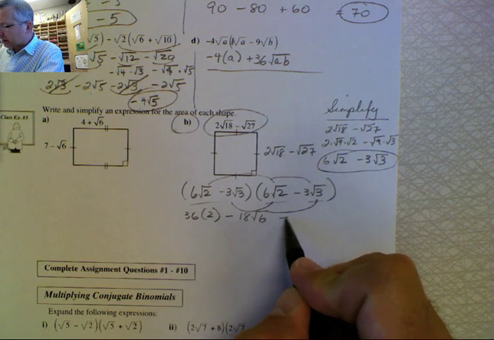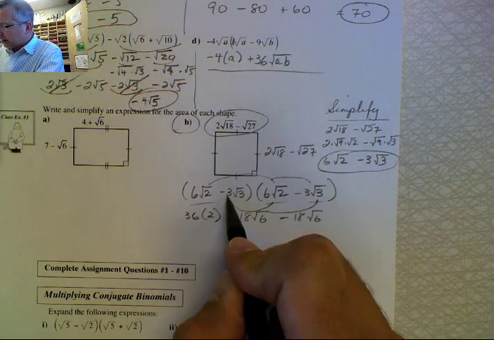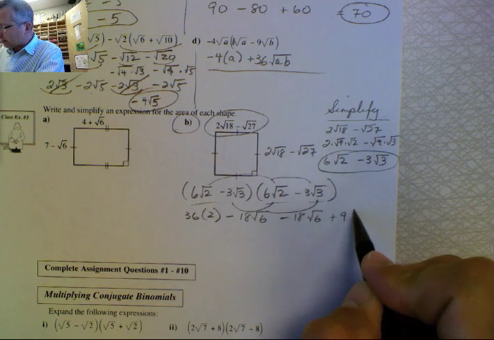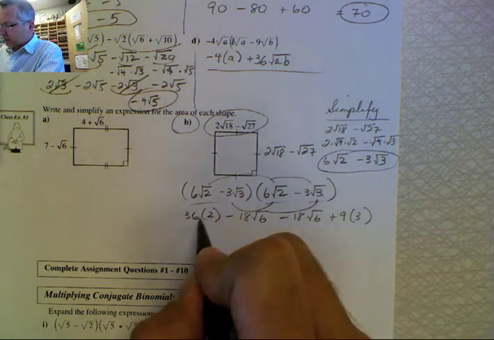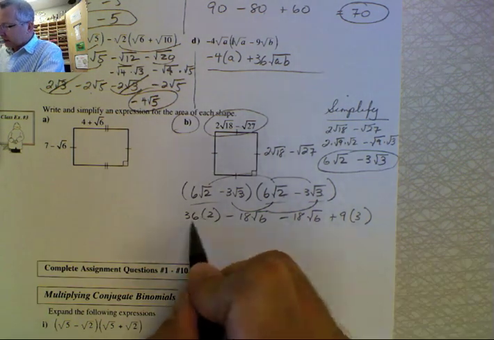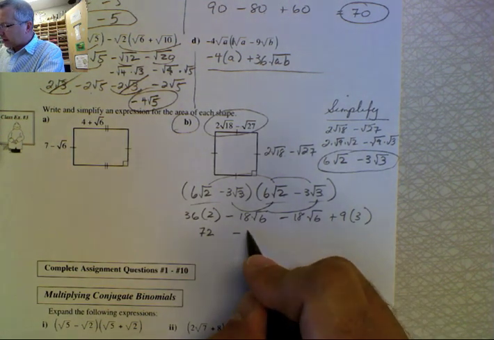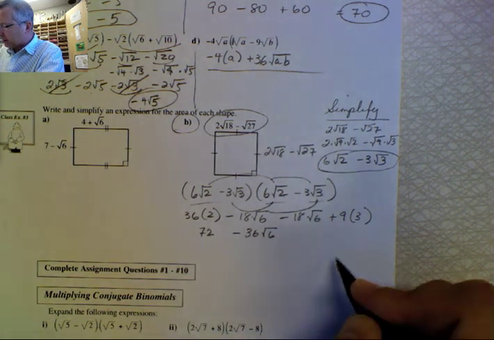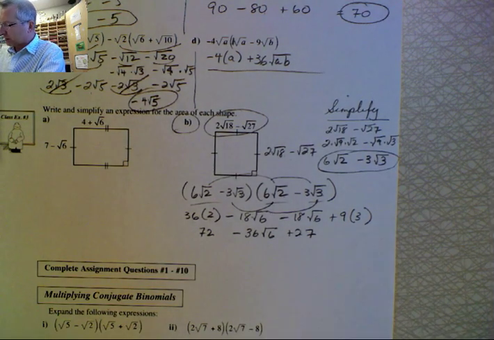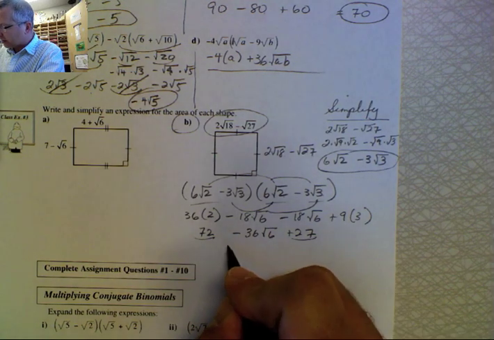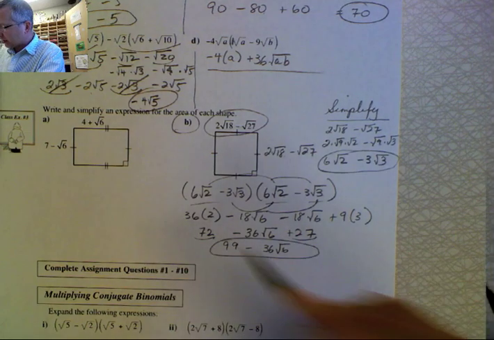Negative 3 times 6 is negative 18. Root 3 times root 2 is root 6. Negative 3 times negative 3 is positive 9, and root 3 times root 3 is just 3. So if we start simplifying this, 36 times 2 is 72. Negative 18 minus 18 is negative 36 root 6, and 9 times 3 is 27. So the final solution to this question, 72 plus 27, gives us 99 minus 36 root 6.